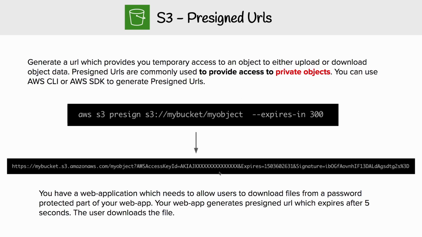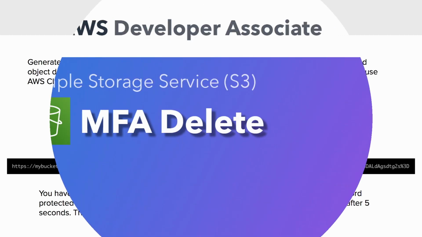A very, very common use case is if you have a web application, you need to allow users to download files from a password-protected part of your web app. You'd also expect that those files on S3 would be private. So what you do is you generate out a pre-signed URL, which would expire after something like 5 seconds, enough time for that person to download the file, and that is the concept behind it.